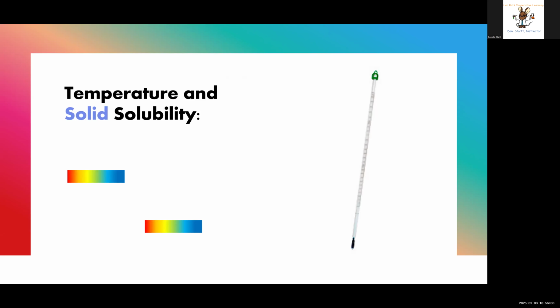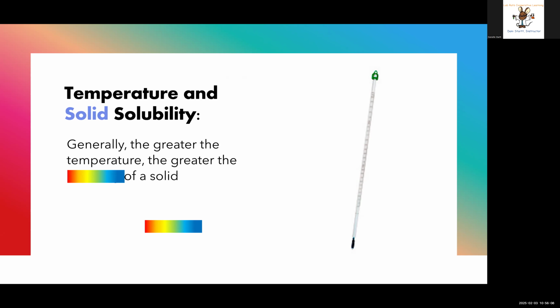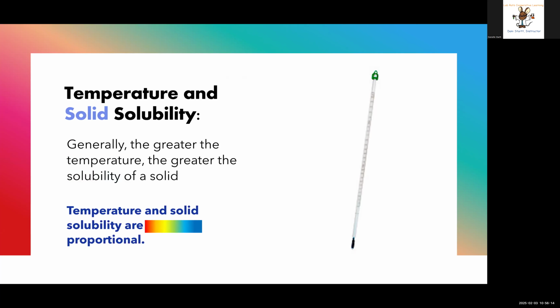Temperature and solid solubility. So we just talked about gas solubility and pressure. Now we're going to talk about temperature and solid solubility. Generally speaking, the greater the temperature, the greater the solubility of a solid. Temperature and solid solubility are directly proportional. So if you have hot water, you're going to be able to dissolve more sugar or more salt in it than if you have cold water.